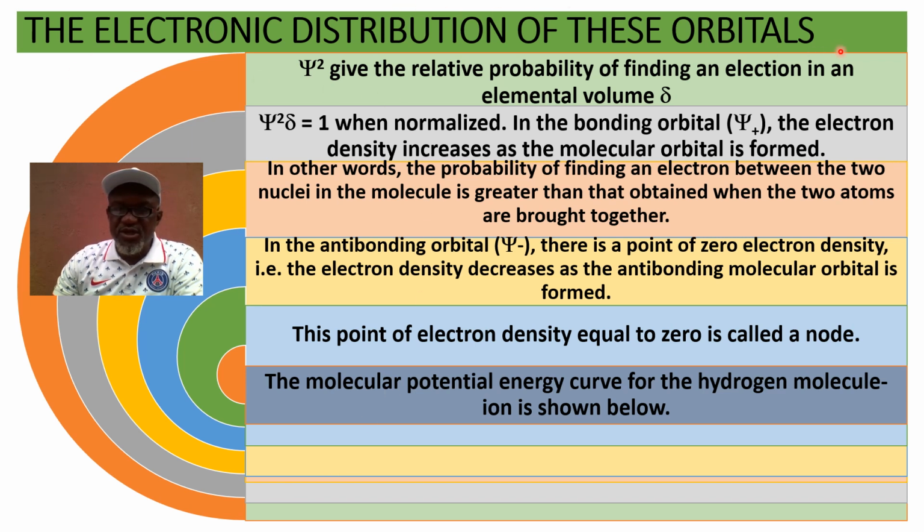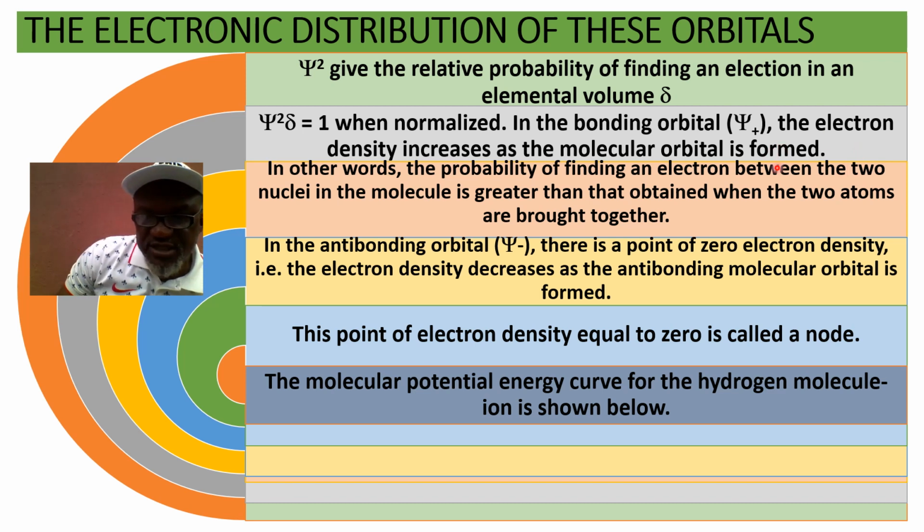Now, electronic distribution of these orbitals. Phi squared gives the relative probability of finding an electron in an elemental volume, which we said is d-tau. The integral of phi squared d-tau is equal to 1 when normalized. That is, we're talking about normalized.